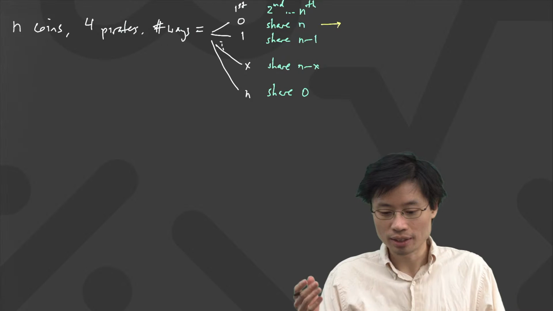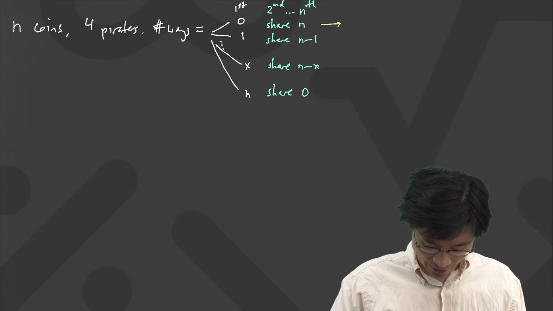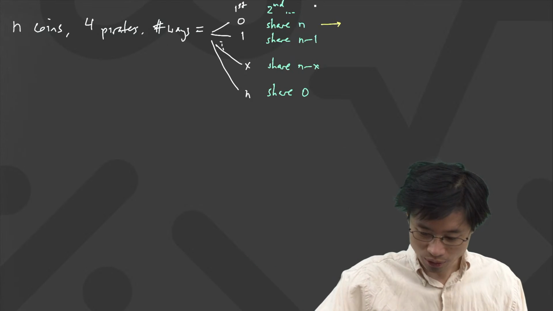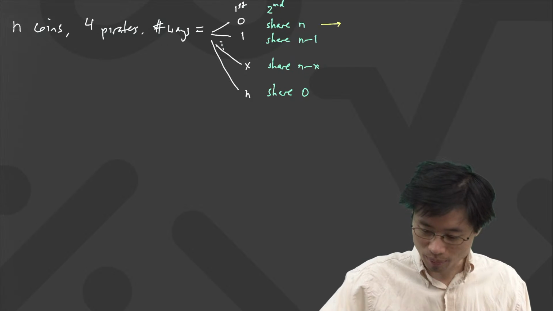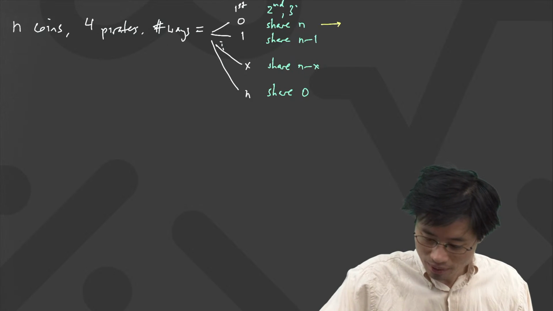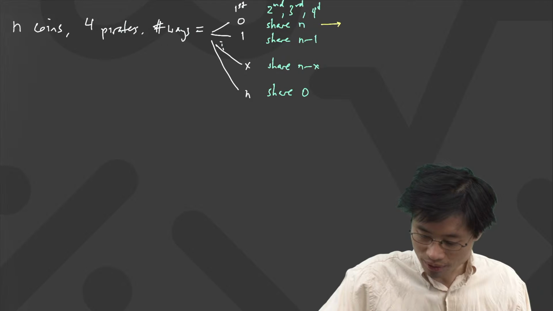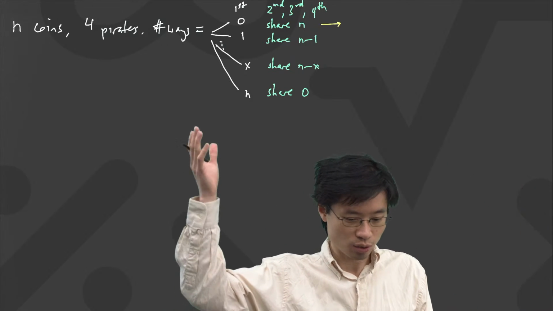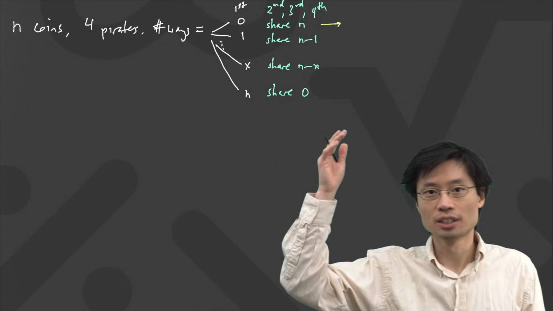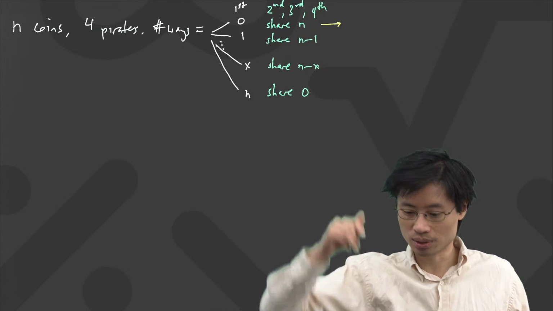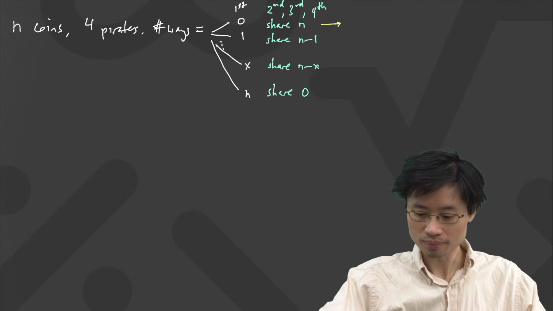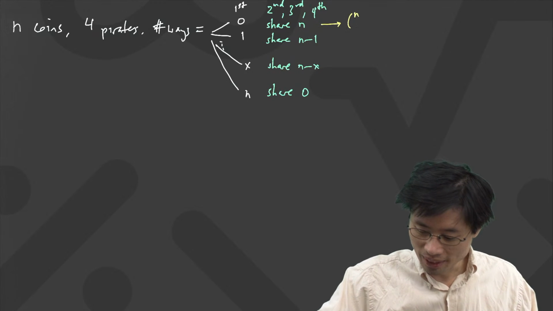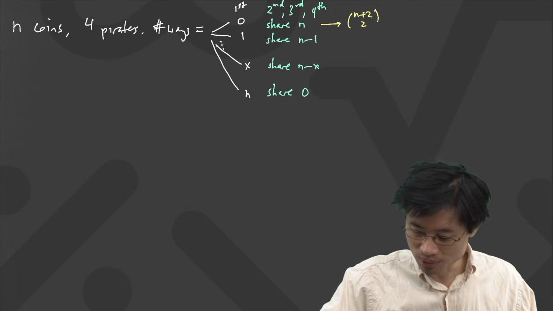Oh yeah, it's sharing among, wait, what do you mean second to nth? I wrote it wrong. Second to fourth: second, third, and fourth. There's no nth pirate. So between those second, third, and fourth, that's 3 pirates, and we know the answer there. That's the number you're sharing plus 2, choose 2. So we have n plus 2, choose 2 ways.